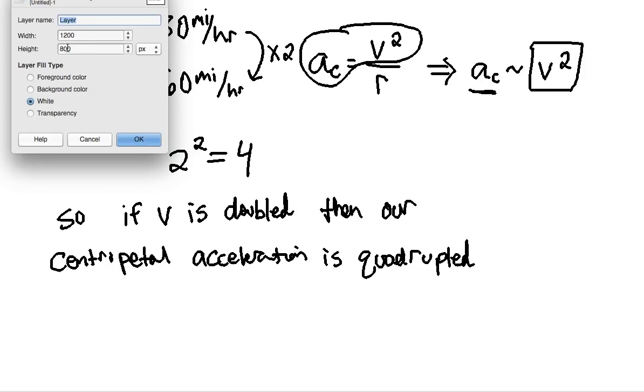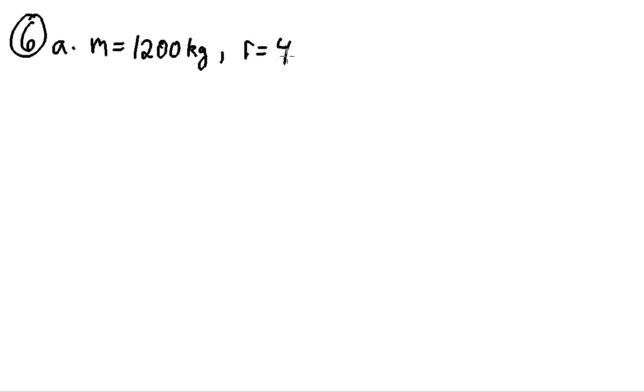All right, moving on to the next problem. Number 5 is going to be similar to letter B on number 6. But first, let's worry about letter A. So number 6 says a car with a mass of 1,200 kilograms is moving around a curve with a radius of 40 meters at a constant speed of 20 meters per second. And then it tells us how much that is in miles per hour, but we don't really need to worry about that.